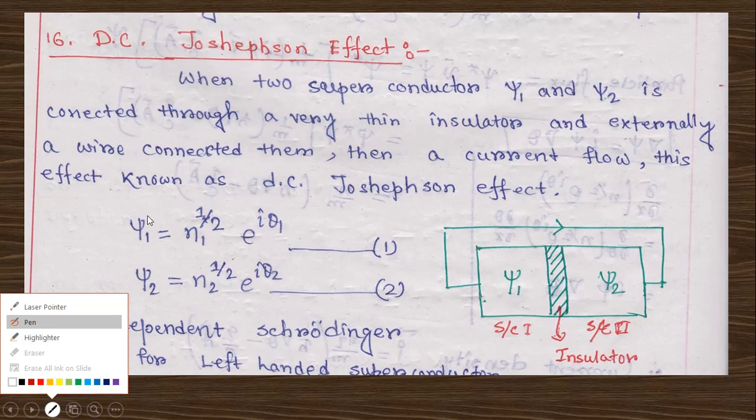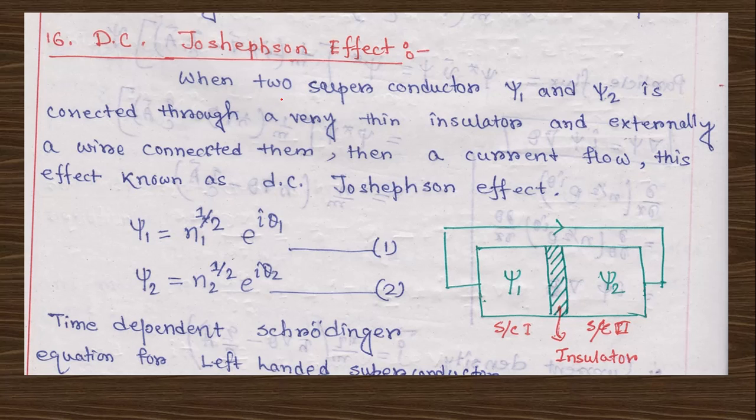Okay, at first comes the DC Josephson effect. Take two superconductors, psi 1 and psi 2, and in between is an insulator. So the wave function of the Cooper pair. Actually, this current flow is due to the Cooper pair. The current flows due to Cooper pairs through the superconductor.